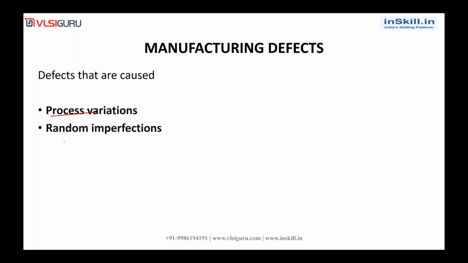And random imperfections means unintended shorts and unintended opens. It can result in opens and shorts. So that is what is called random imperfections. Okay, so this is what is called manufacturing defects: the defects that are caused by process variations and random imperfections.